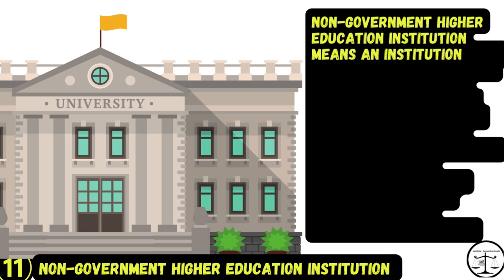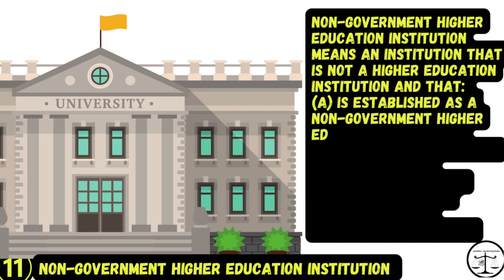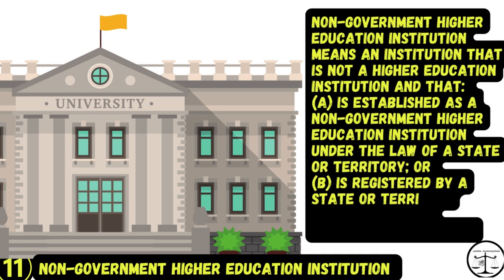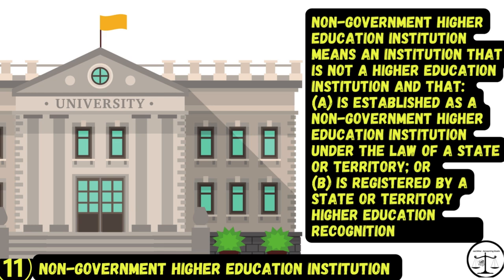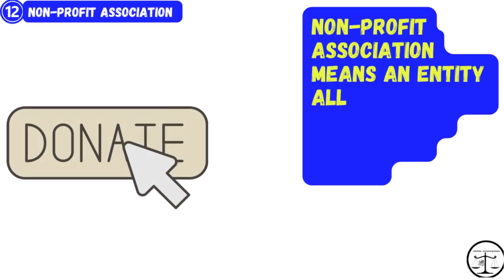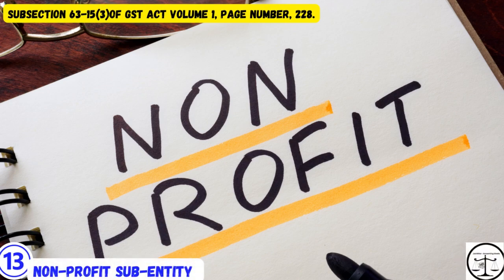Word number 11. Non-government higher education institution means an institution that is not a higher education institution and that A. is established as a non-government higher education institution under the law of a state or territory, or B. is registered by a state or territory higher education recognition authority. Next word. Word number 12. Non-profit association means an entity all the members of which are non-profit bodies.